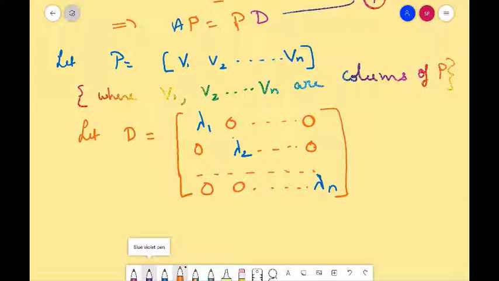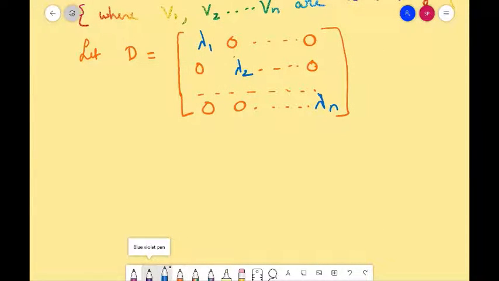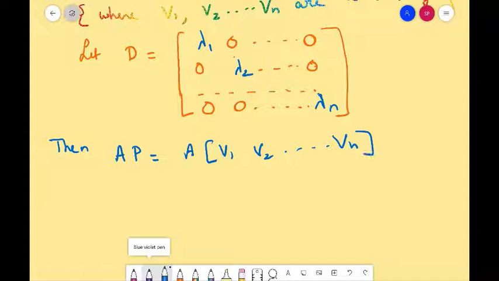Now let us use this equation: AP is equal to PD. So for that I will write what AP is. A into P is equal to A into the matrix V1, V2, and so on Vn. That I can write as A into V1, A into V2, and so on, A into Vn.